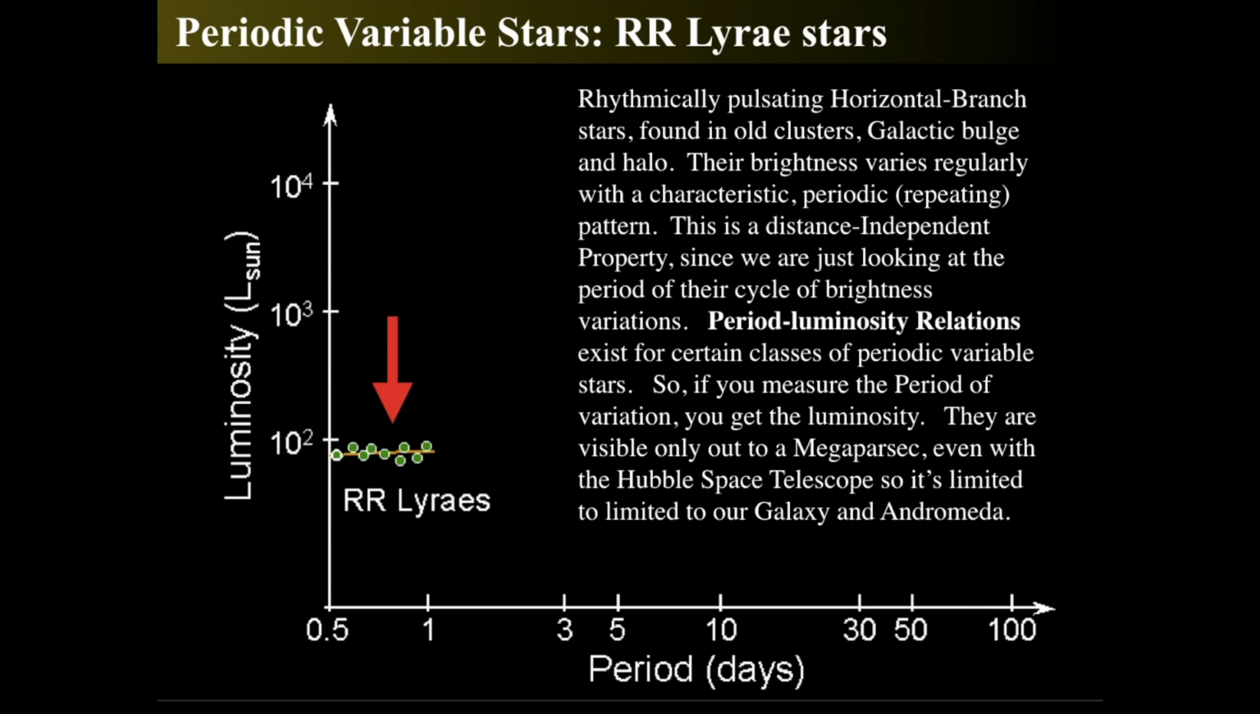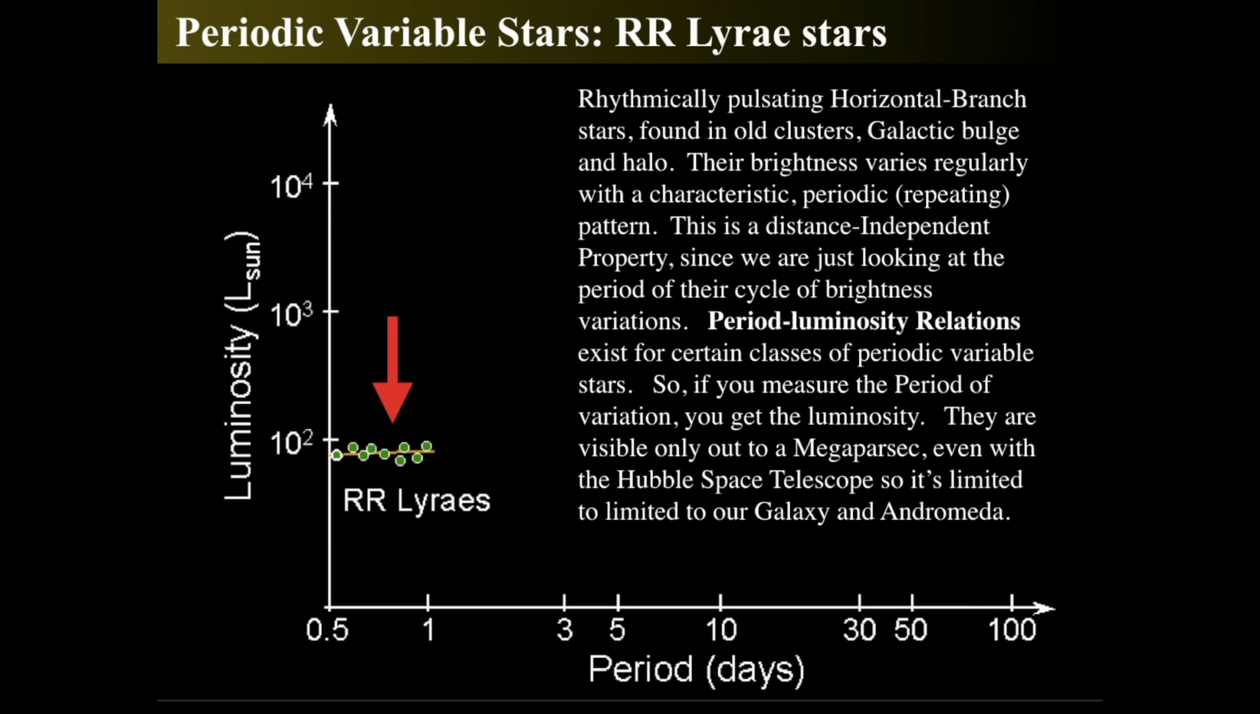RR Lyrae vary between a few hours to maybe a day or so, getting brighter and dimmer. And at their brightest point, they are about 100 times the luminosity of the sun. So all you have to do is find the variability of it and figure out that it is this kind of variable and it has that particular pattern, and then see what the brightness is. You compare it and say, oh, all of these stars have roughly the same luminosities at the peak, so it's an RR Lyrae type star, then there we go.